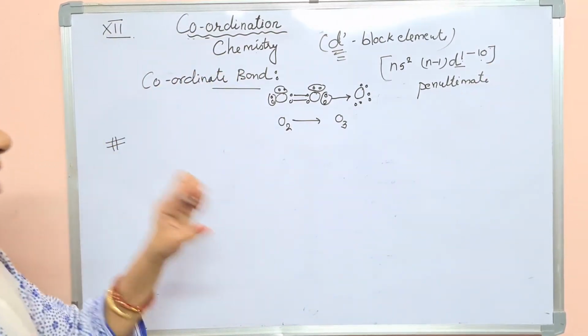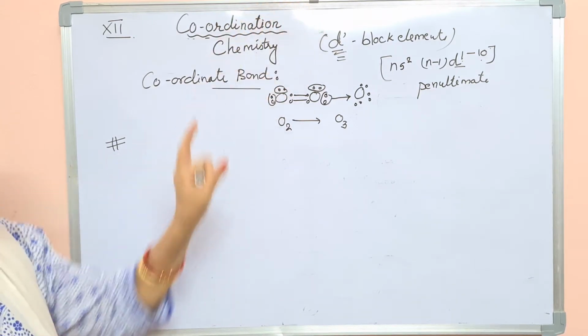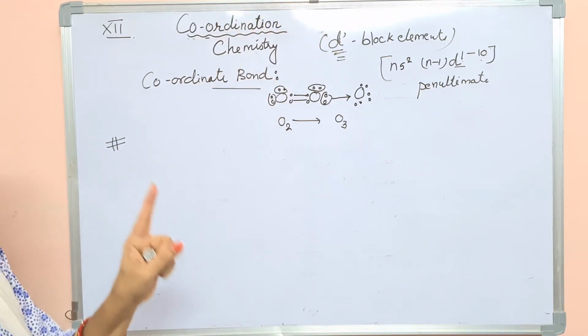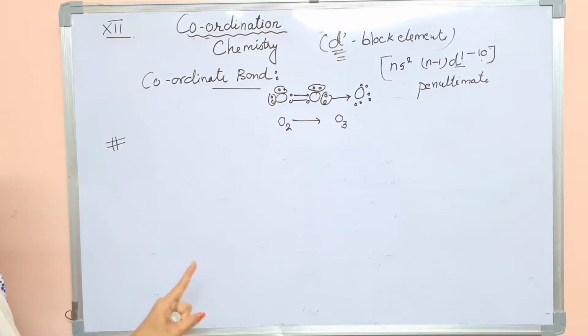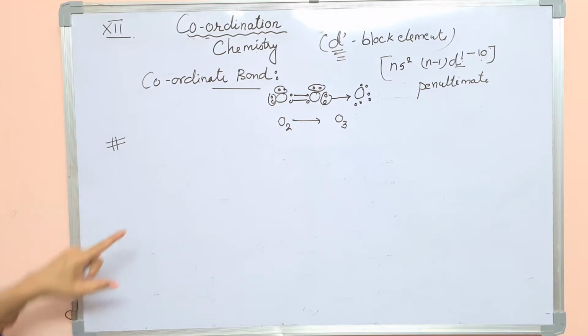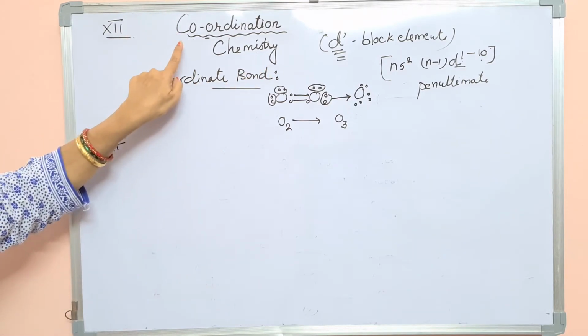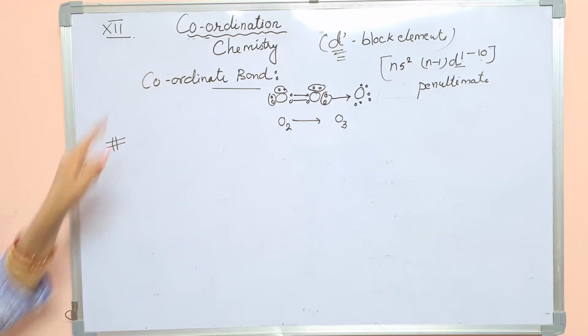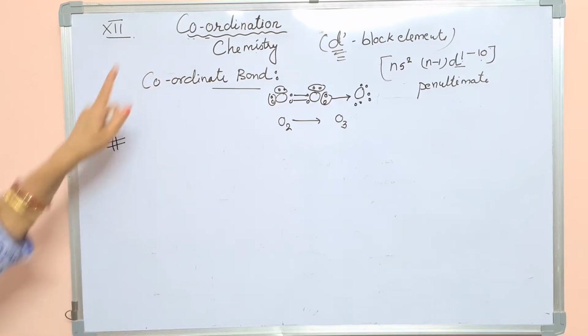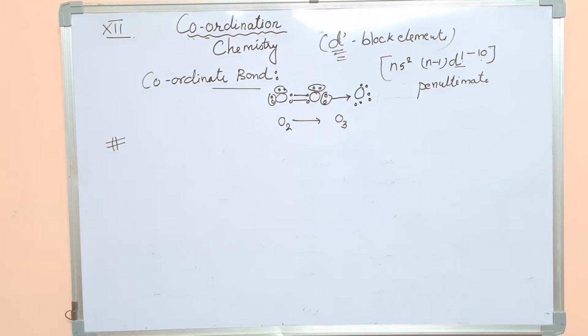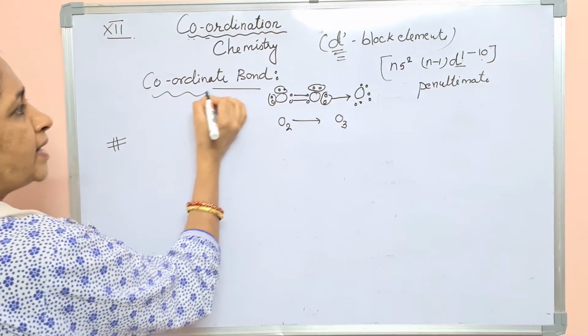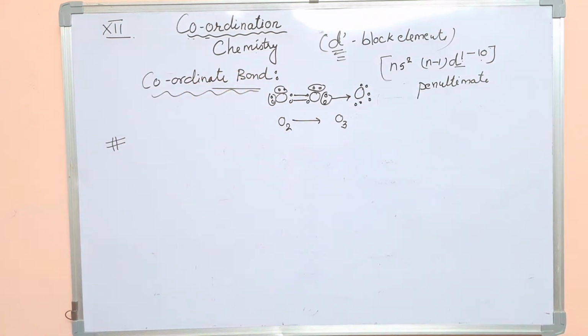So this is the most important property of the D block elements, that the d subshell is incomplete. In this, electrons are not completely filled. That is why D block elements form coordinate compounds, and we are going to study coordination chemistry in this chapter, involving the coordinate bond. Before starting, let me introduce you to one coordinate compound.